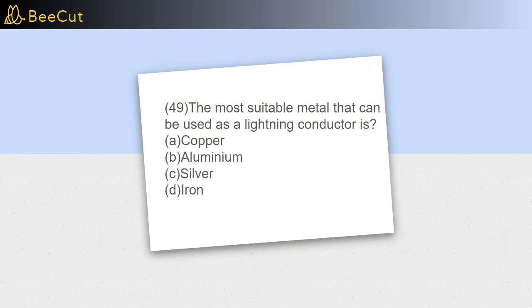The most suitable metal that can be used as a lightning conductor is A, copper; B, aluminium; C, silver; D, iron. Aluminium is the best option, which is B.